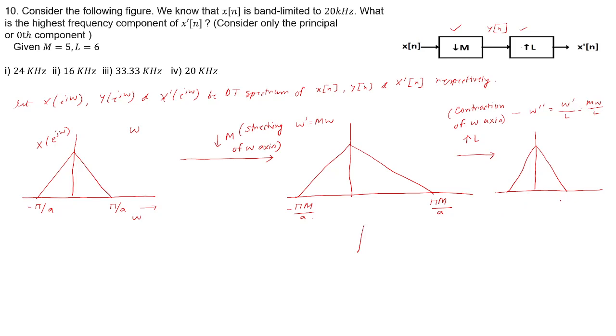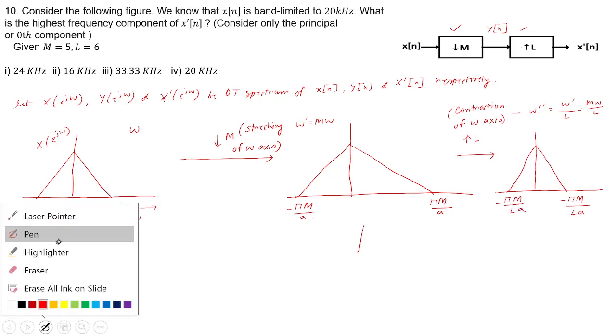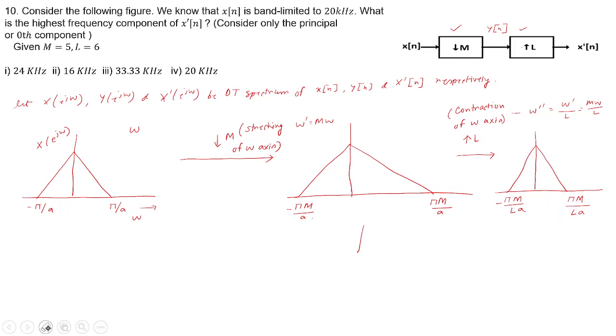So because of this contraction, now the signal is band limited to this. There should be no minus sign here. Let me remove that. So I have started with a very generalized case. I consider π/a to be the maximum frequency, and we obtain the maximum frequency of, by the way, this is the spectrum of Y(e^{jω}), the intermediate sequence, and this is the spectrum of x'[n]. So you see the highest frequency component of x'[n] is found to be πM/La.